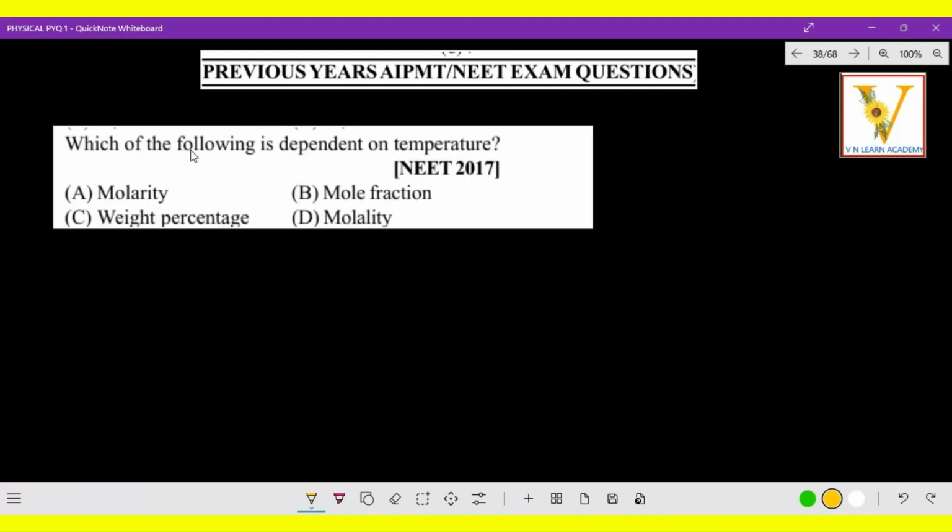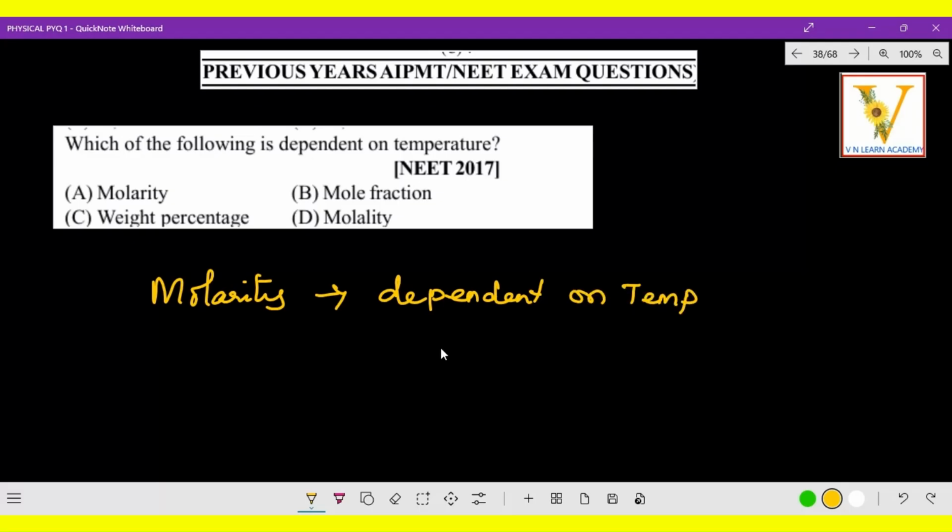The next question, which of the following is dependent on temperature? Molarity, mole fraction, weight percentage, molality. Right, now here, when we are talking about molarity, this is actually dependent on temperature. Why I'm telling this is dependent on temperature? What is molarity? Molarity is number of moles of solute divided by volume of solution in liter.